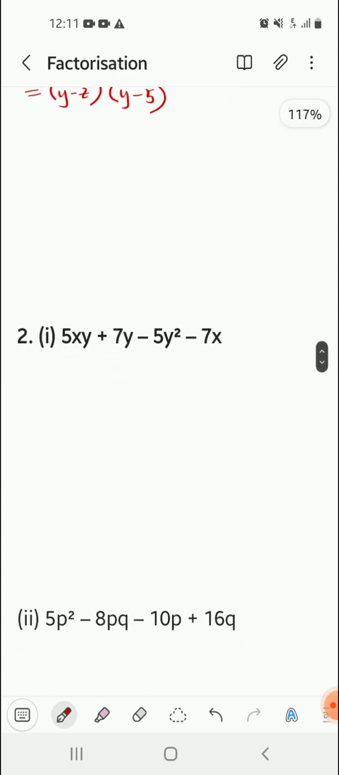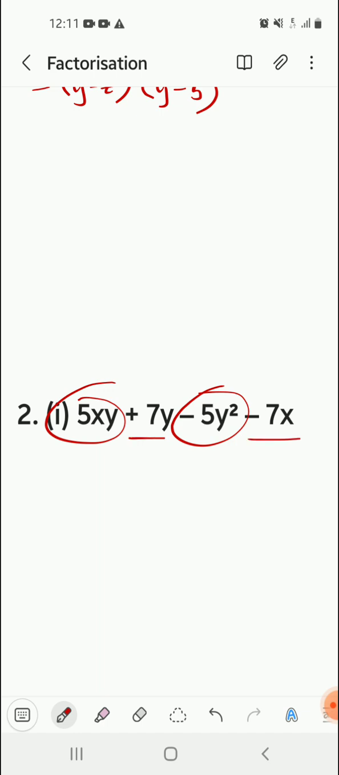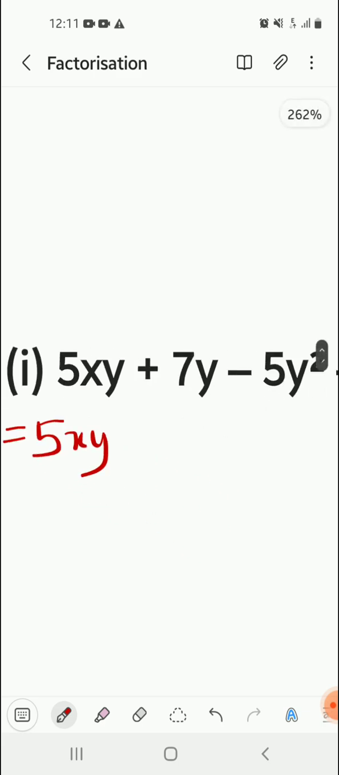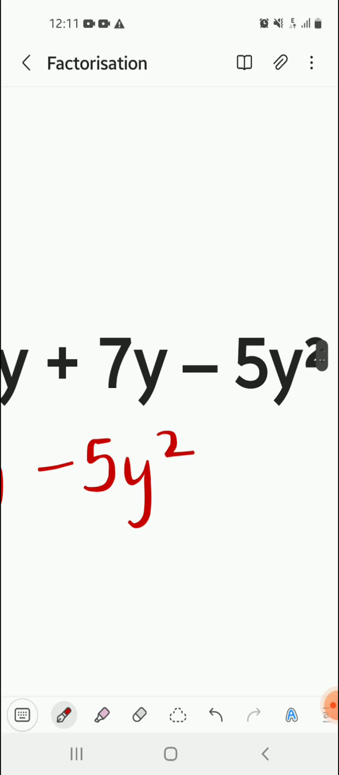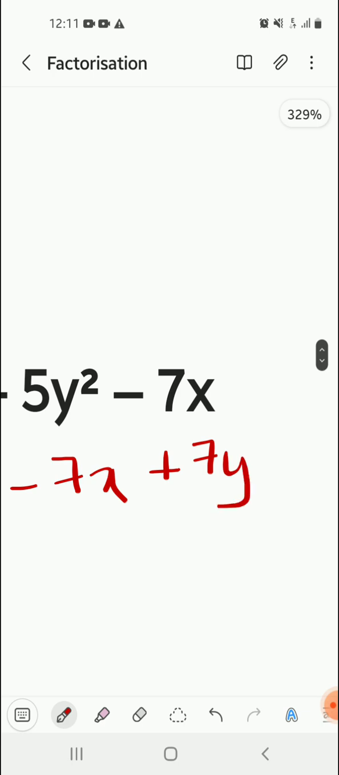Moving on to the next question, 5xy plus 7y. Here we will arrange it in a proper manner. That is, this and this. We are going to write it close to each other because here you can clearly see 5 is a common factor. Similarly, whatever is left with, that we are going to write later on. So let's first arrange it. We are going to write 5xy, then minus 5y square, then let's write minus 7x plus 7y.